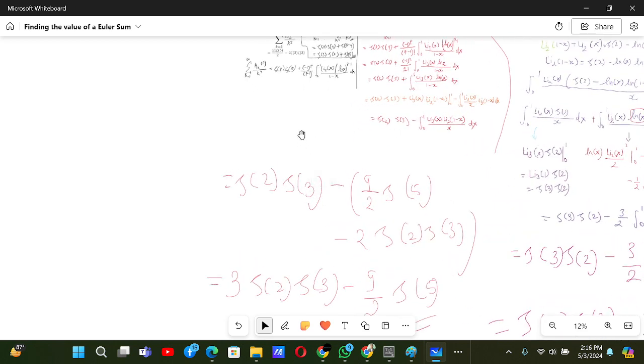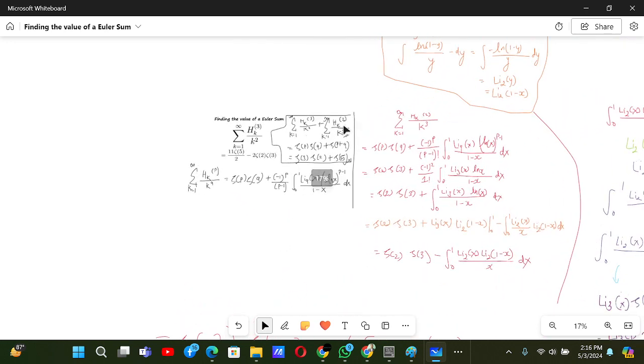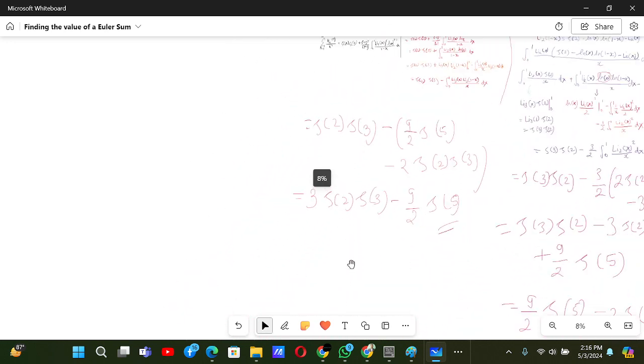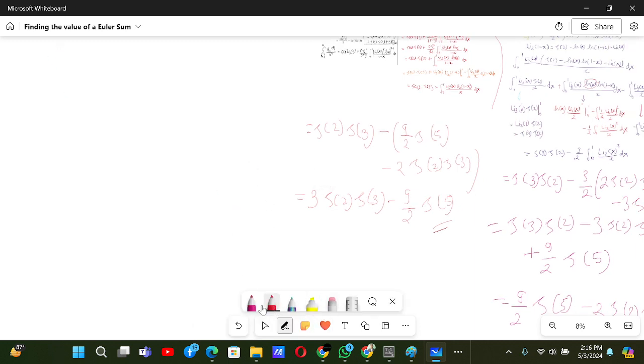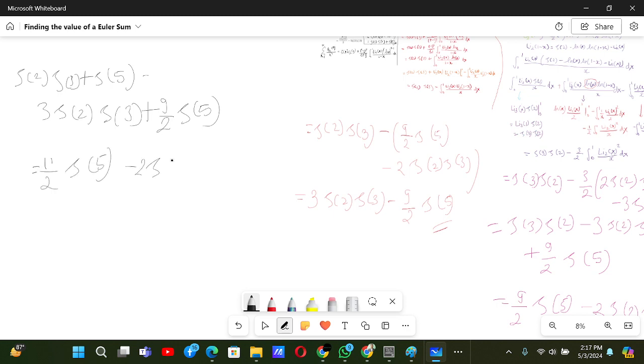So the answer is basically zeta 3 zeta 2 plus zeta 5 minus the answer. So our final answer is zeta 2 zeta 3 plus zeta 5 minus this expression over here, which is 3 zeta 2 zeta 3 plus 9 by 2 zeta 5. So this is 11 by 2 zeta 5 minus 2 zeta 2 zeta 3. That is our final answer.